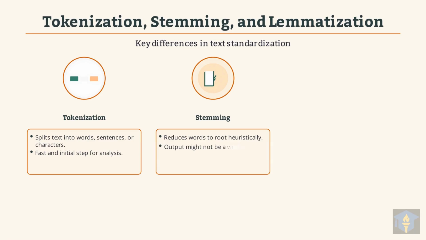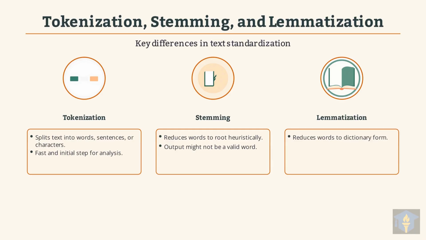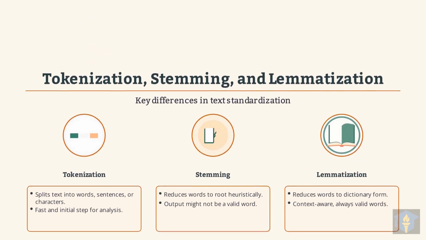On the other hand, lemmatization offers a more refined and accurate approach to word normalization. It is generally more accurate because it's context-aware, understanding the word's meaning. Lemmatization uses a dictionary and considers the word's part of speech to find its true base form. Consequently, the output of lemmatization is always a valid and linguistically correct word.